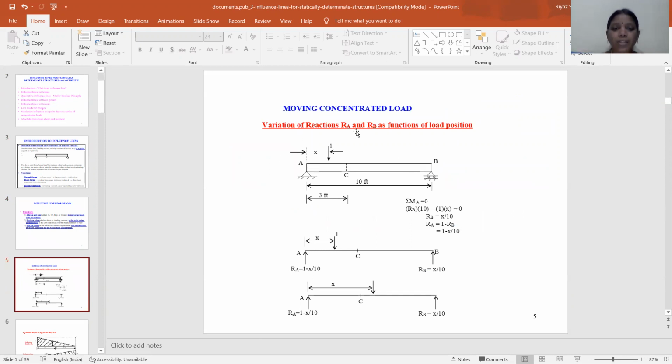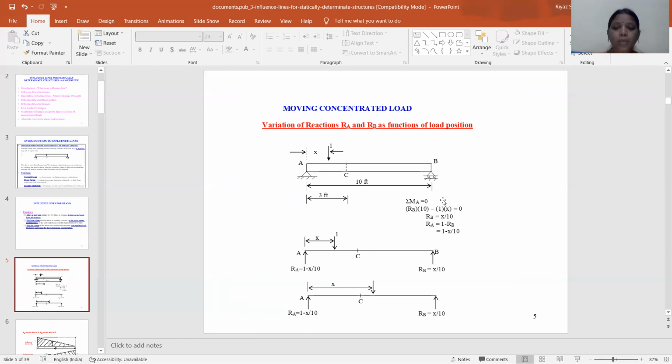So next one is the moving concentrated load. The variation of reactions RA and RB as functions of load position. The unit load moves in the forward and backward directions, at a distance X, and the center point is C. The span is 10 feet, and A to C is 3 feet.